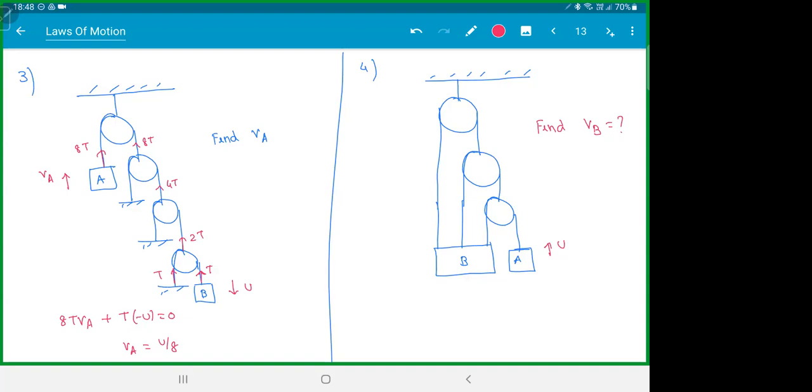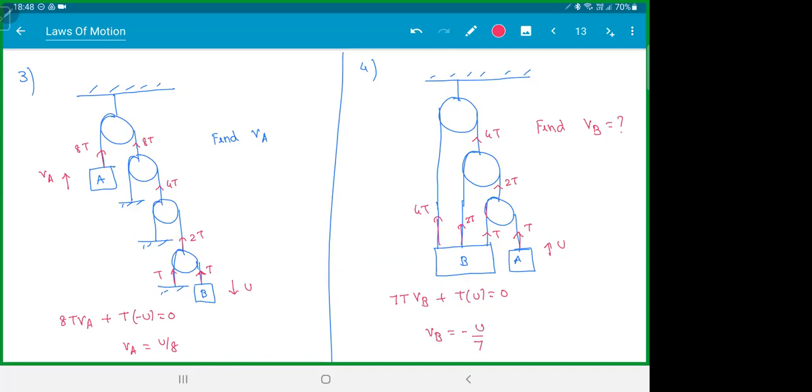I think somewhere you're adding tensions wrong, everyone. See, if you take this as T, this is T, this will be 2T, then this will be 2T, this will be 4T, this will be 4T. So what's the total tension on B? 7T, right? 7T VB plus T into U is equal to 0. So VB is equal to minus U by 7. It is going down.